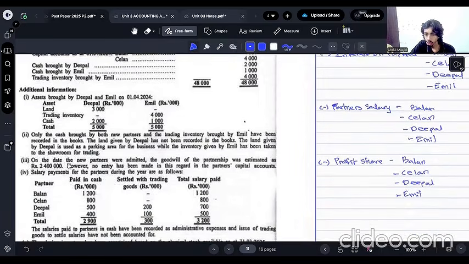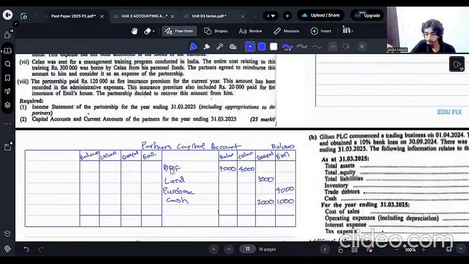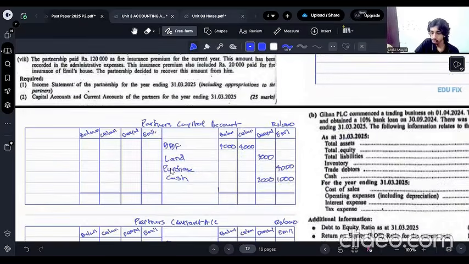Third one. On the date the new partners were admitted, the goodwill of the partnership was estimated as 2,400,000. However, no entry has been made. So goodwill, based on the new ratio, it will be debited. The new ratio is 2:2:1:1. And based on the old ratio, credit.